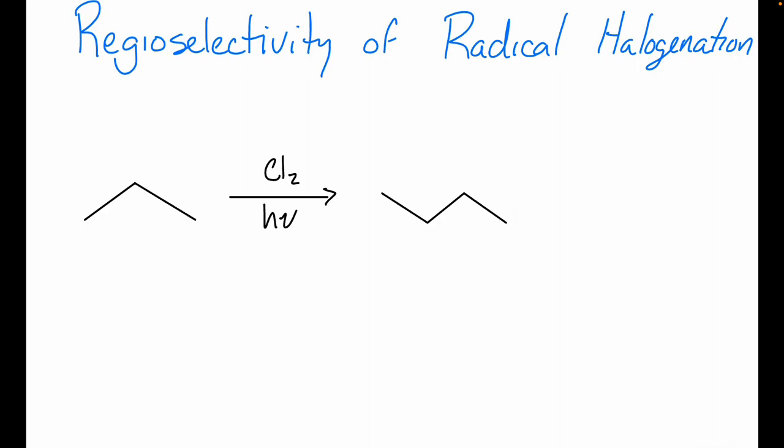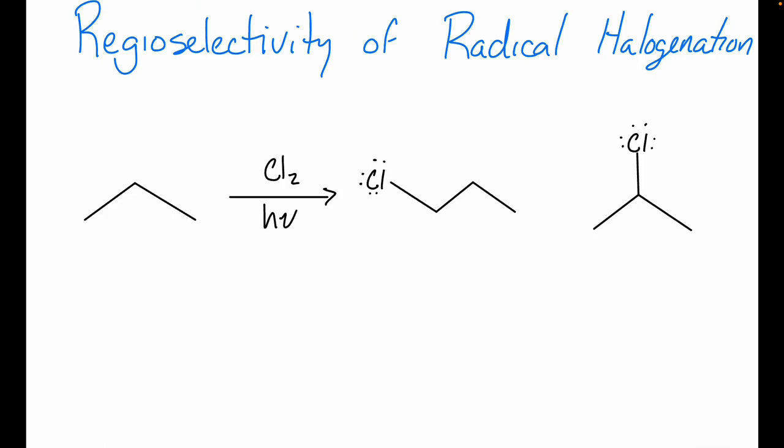Right, we could get one where that chlorine is placed on that first carbon. But another, we would get a different product that was placed on that second carbon. All right, so depending on which carbon our radical reacts with, we would get a different product. So which one's the major product, which one's the minor product, right? What is the selectivity of this reaction?